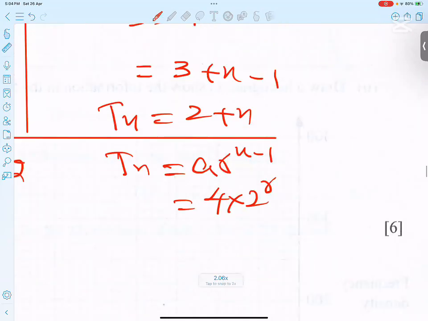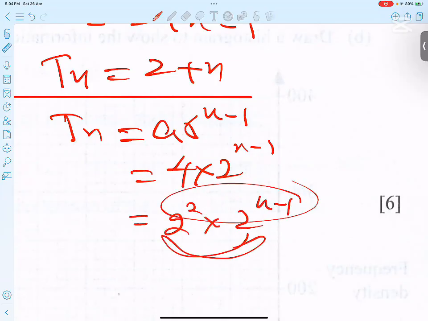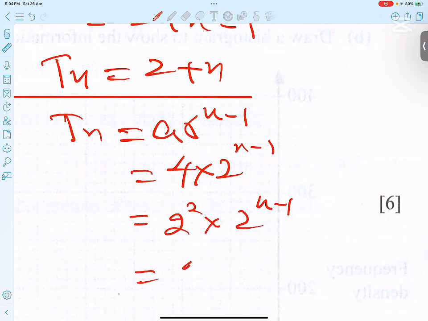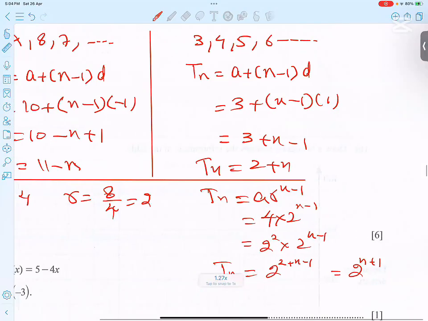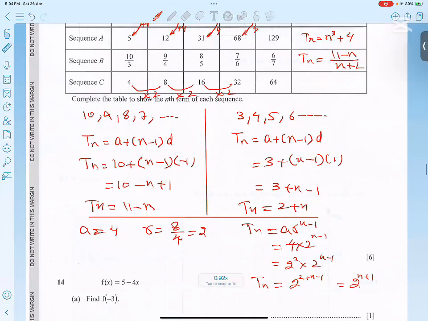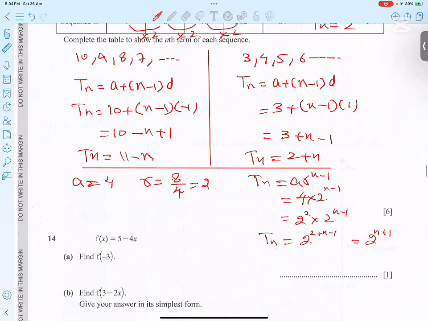So here we have to do some extra work. What is 4? 2 to the power 2. And here 2 to the power n minus 1. Same bases, so the powers will add. Finally, I got 2 to the power 2 plus n minus 1, or I can say 2 to the power n plus 1. And this is my nth term. I believe the point is very clear, and we have done this part. Okay, let's talk about question number 14.